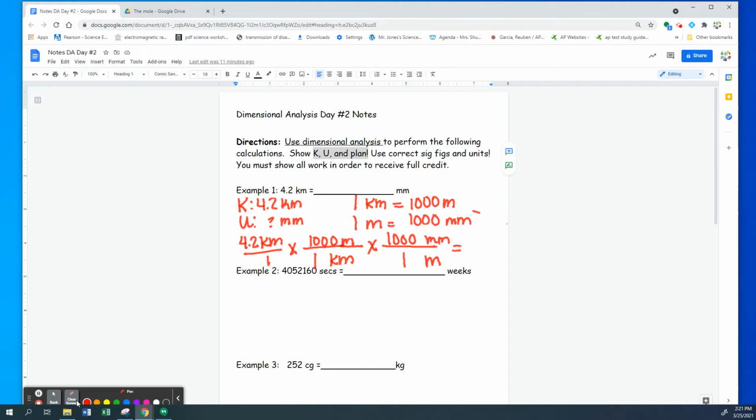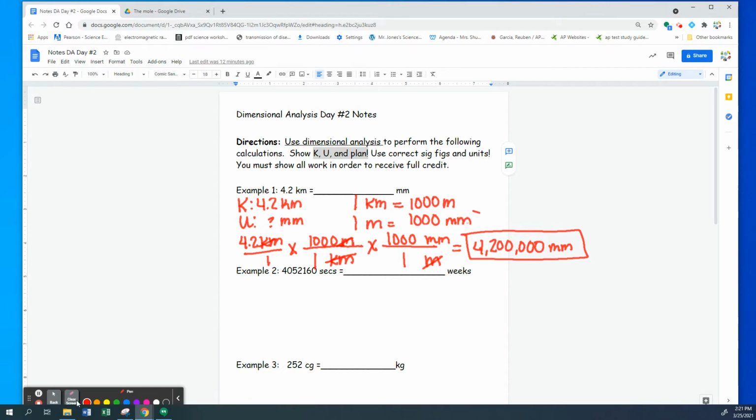Then I'm going to use my calculator and multiply all of that out. So in my calculator, I'm going to put 4.2 times 1,000 times another 1,000. You should get 4,200,000. And our units, kilometers, is both on top and bottom, so that cancels. Meters is both on top and bottom, so that cancels. And we're left with millimeters. Go ahead and make it apparent that that is your answer.